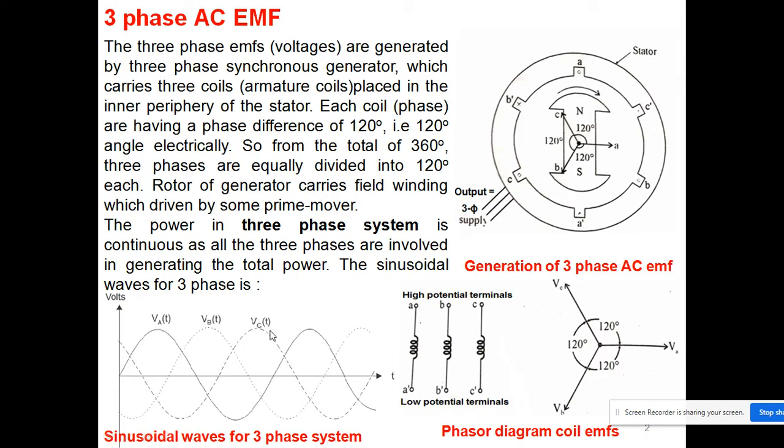It totally depends on which direction our rotor is rotating. Here we are saying our rotor is rotating in this direction, so we are saying A, B, and then C. But if our rotor is rotating anti-clockwise, then first A will come, then C will come, and then B will come. So in that condition, this sequence will change. So that is the meaning of the phase sequence.